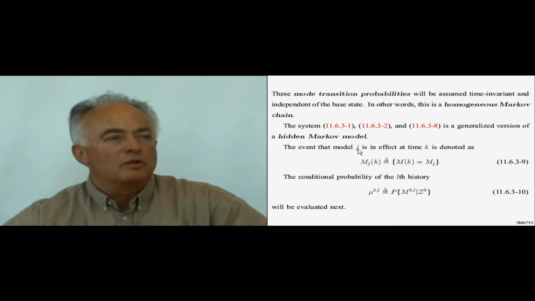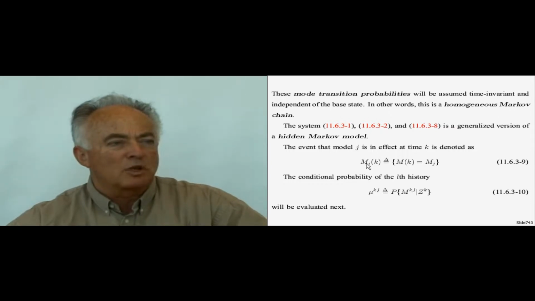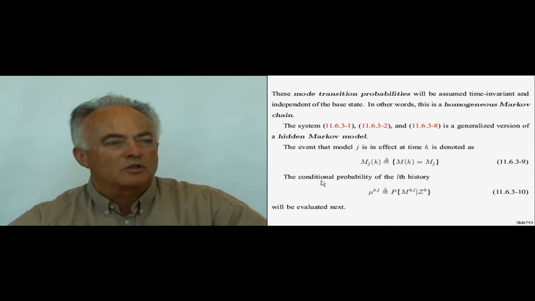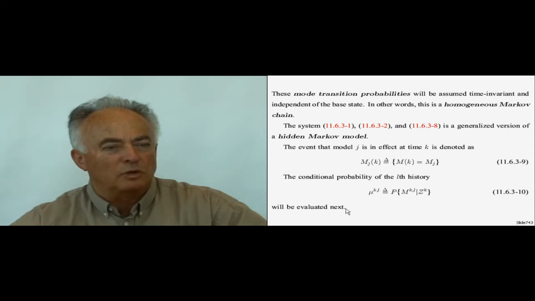The event that model j is in effect at time k will be denoted in a concise manner as M sub j at time k, denoting that the model at time k is M sub j. In view of the fact that histories are what really matter in this jumping mode situation, we look at the conditional probability of the Lth history, mu super kl, as the probability of M super kl given Z super k. So this will be evaluated next using, again, Bayes' formula.